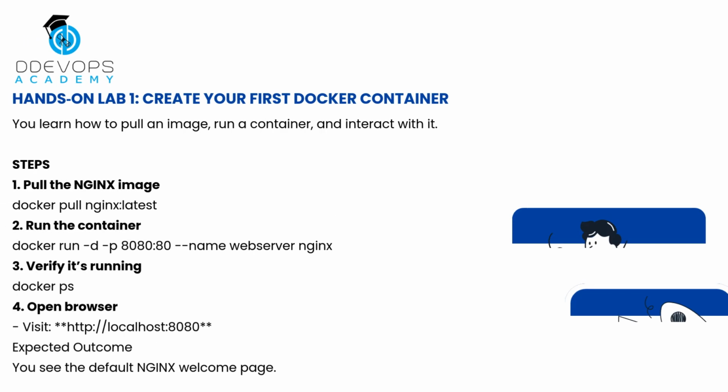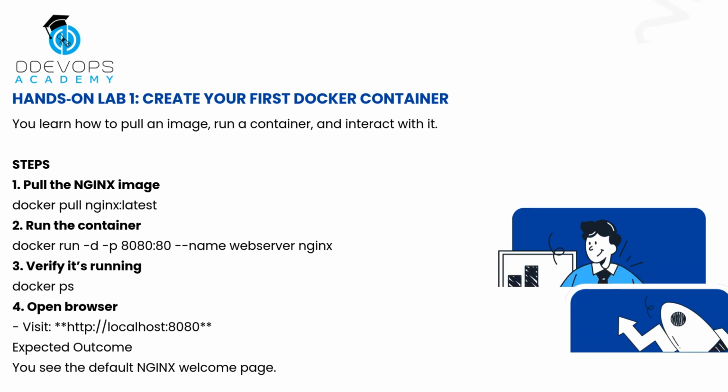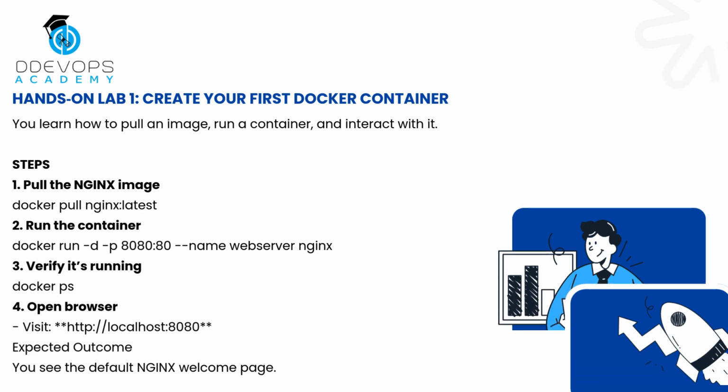Welcome to your first Docker hands-on lab. In this exercise, we'll pull the NGINX image, run a container, and verify it's working. Start with docker pull nginx:latest. Then launch it using docker run -d -p 8080:80 --name webserver nginx. Check it's running with docker ps. And finally, open your browser to http://localhost:8080. You should see the default nginx welcome page. Your first container is live.